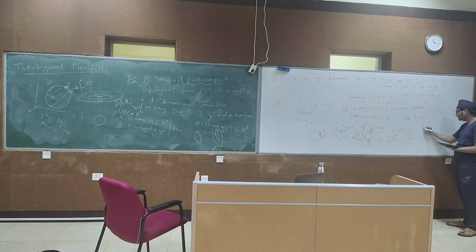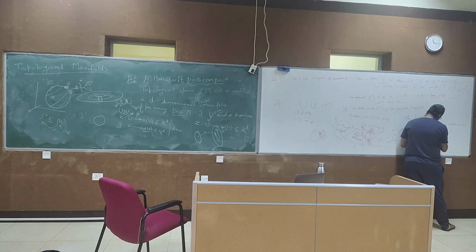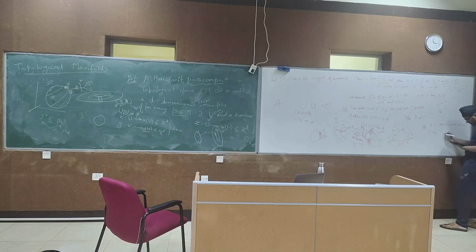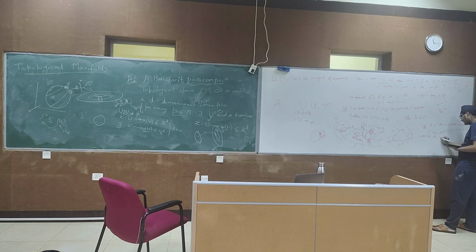Another definition: a C0 atlas is called maximal if any chart (U, x) which is compatible with (V, y) belonging to the atlas is already in the atlas.